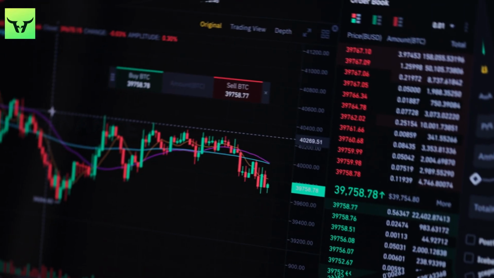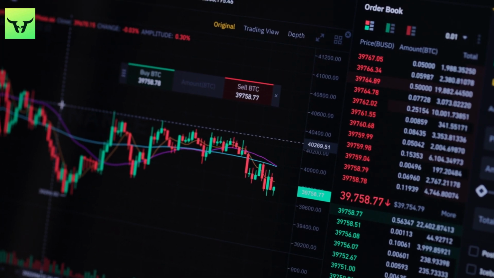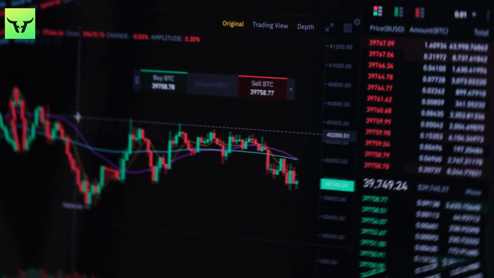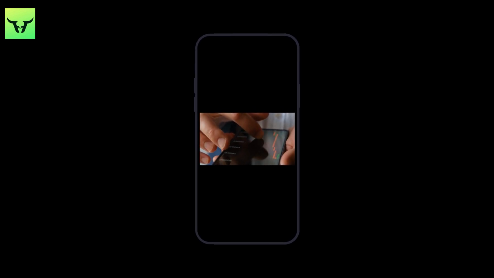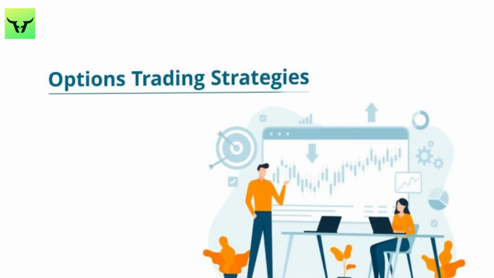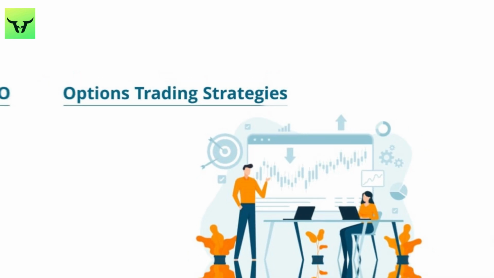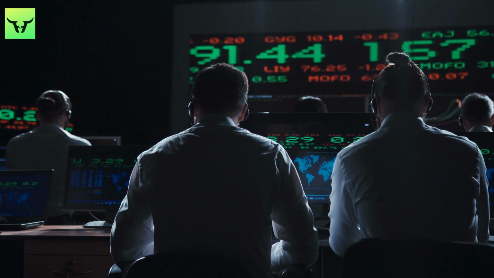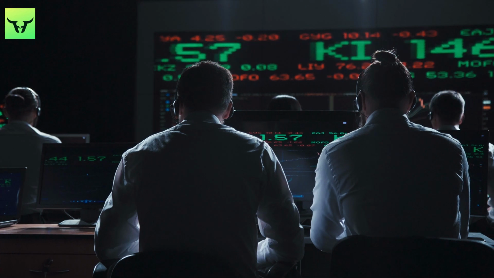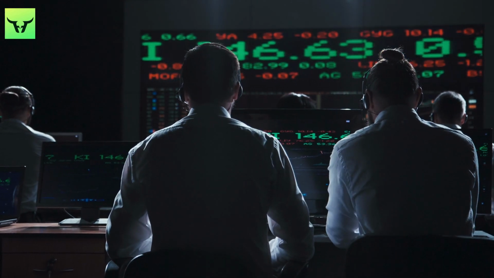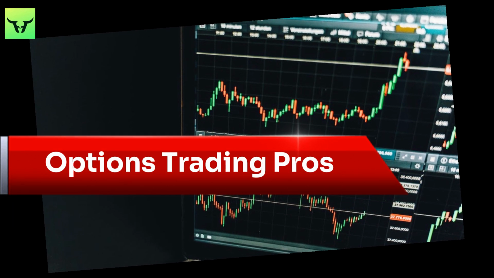If the asset's price moves in the opposite direction, for either a call or put option, you simply let the contract expire, and your losses are equal to the amount you paid for the option, i.e., the premium plus related trading fees. Options trading strategies can become very complex, when advanced traders pair two or more calls or puts with different strike prices or expiration dates.